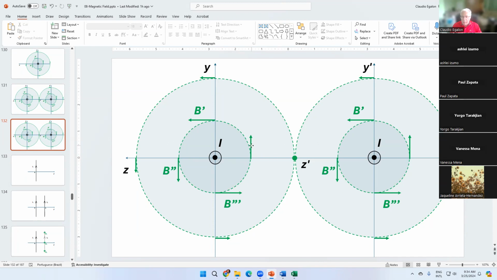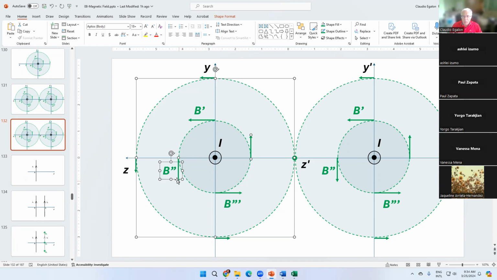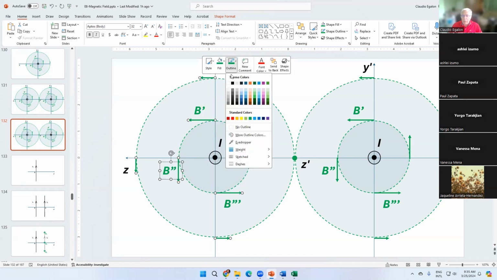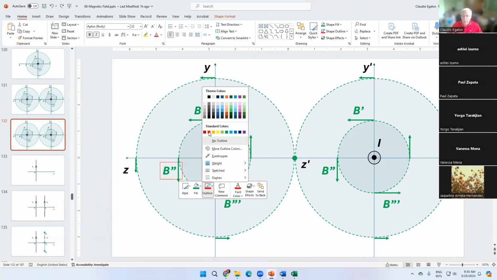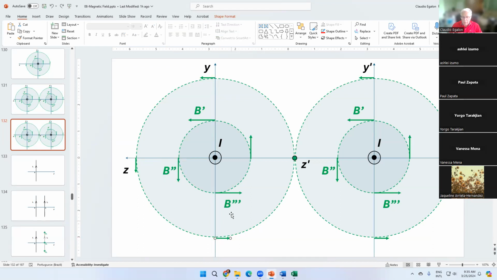Okay, here you go. Maybe I should change colors. Let's change colors so you can see more easily. I'll put red color now. I'll do that all over again.